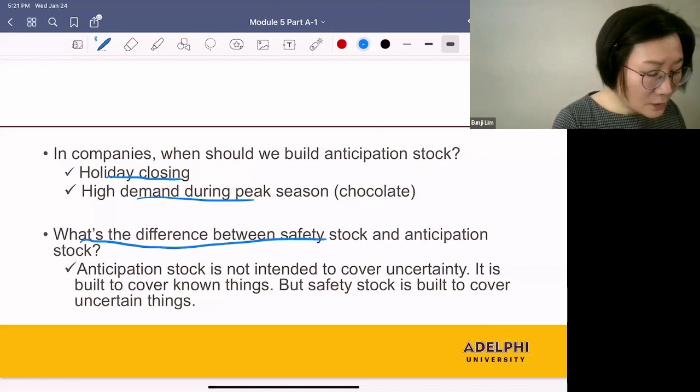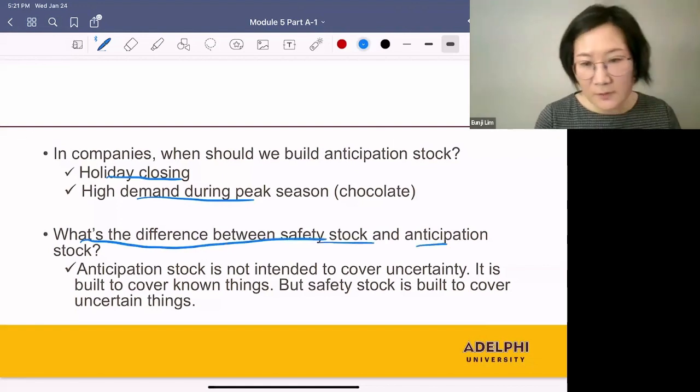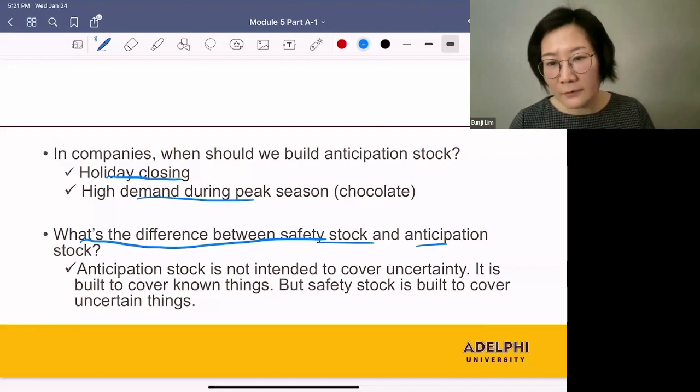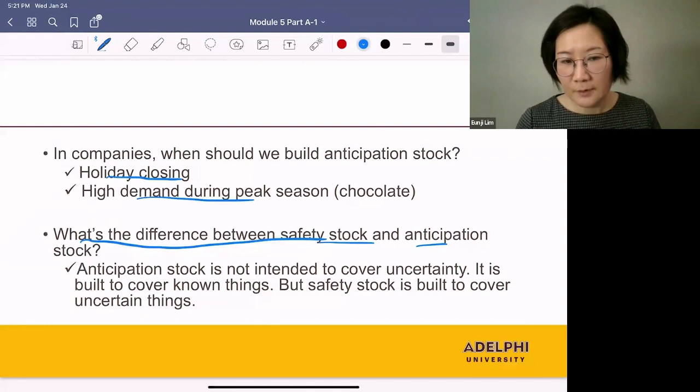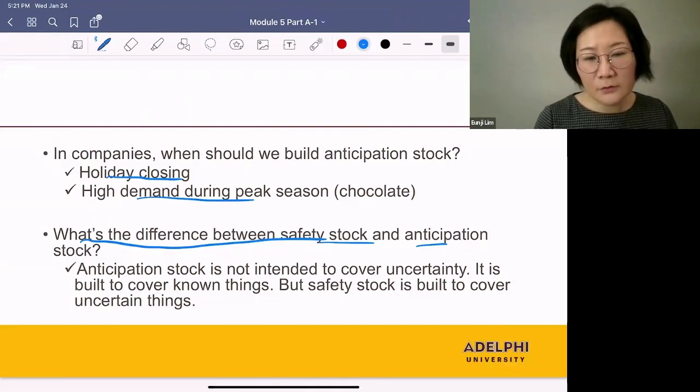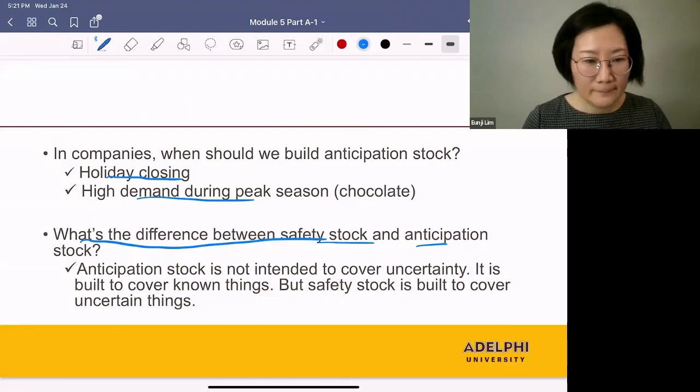What's the difference between safety stock and anticipation stock? Anticipation stock is not intended to cover uncertainty. It's built to cover known things. But safety stock is built to cover uncertain things.